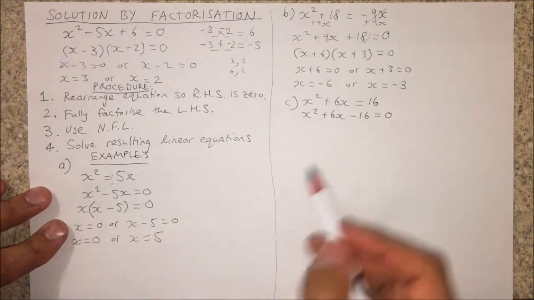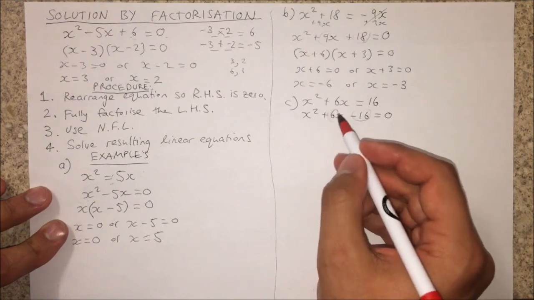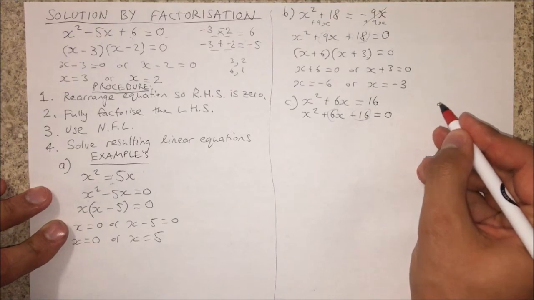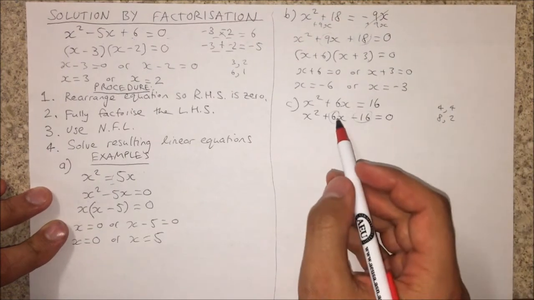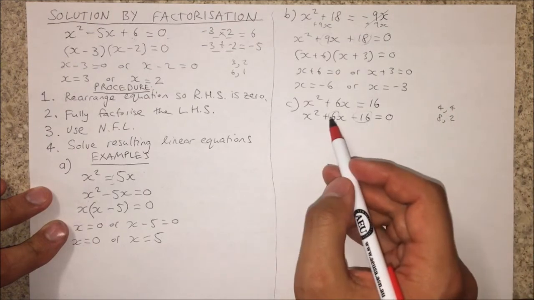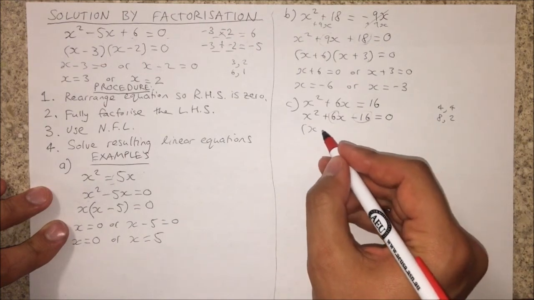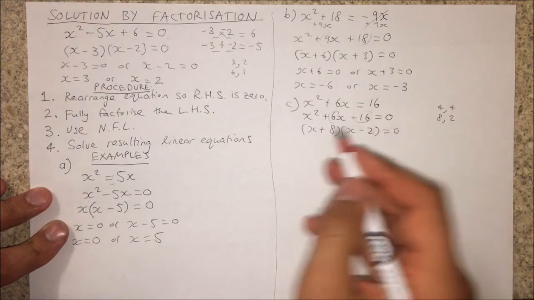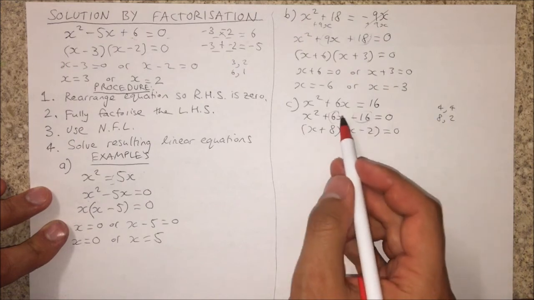Now we need two numbers that multiply to give us negative 16, and two numbers that add to give us 6. So 16 could be 4 and 4, or 8 and 2. Now 4 and 4 don't add to give 6, so 8 and 2, yeah, 8 take 2 is 6. So x plus 8, x take 2 equals 0. So that's going to work. 8 times negative 2 is negative 16, 8 take 2 is 6.